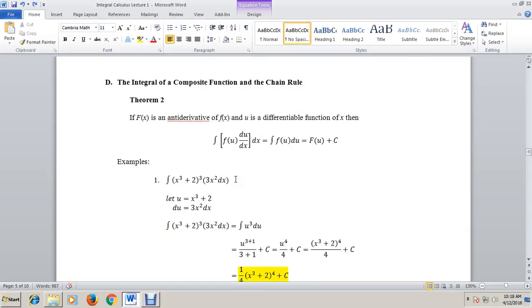Okay, so let's continue with the next topic, the integral of a composite function and the chain rule. For this topic, we will use the next theorem that we will be discussing, theorem number 2. The statement is: if F of x is an antiderivative of f of x, the small letter f of x, and u is a differentiable function of x, then the integral of f of u times du over dx, dx, is equal to the integral of f of u du, which is equal to F of u plus c.